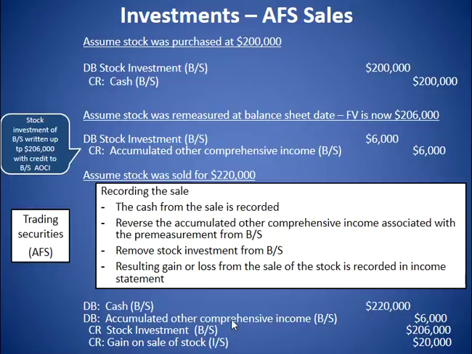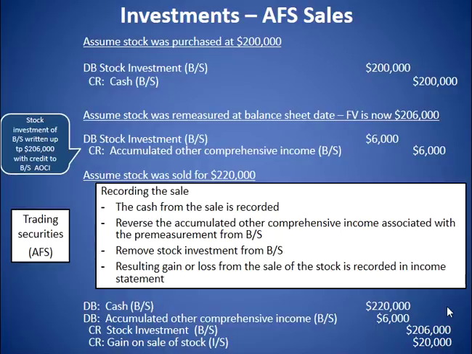We're also going to debit accumulated other comprehensive income for $6,000 to reverse out the effect. Our credit then would be to our stock investment for $206,000, and we'd have a gain on the sale of $20,000. And you'll notice the reason we debited the accumulated other comprehensive income: if we didn't debit that, we would end up double counting that $6,000, with the credit that went to AOCI and the $6,000 which is a component of the gain on the sale of the stock.